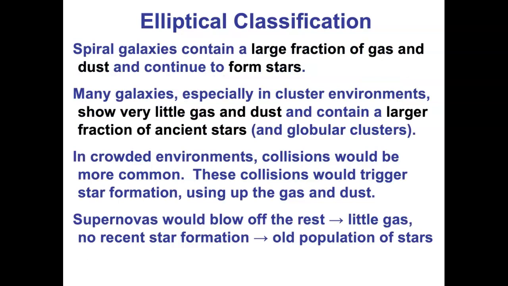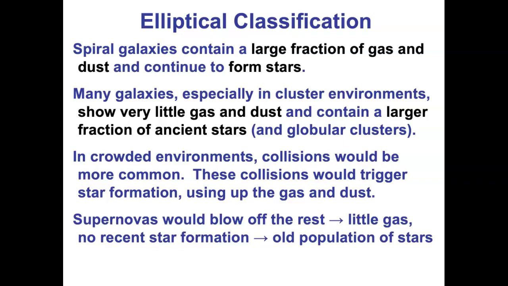Spiral galaxies and irregulars have lots of gas, lots of dust, and since there's gas, you can give birth to new stars out of that gas. So where you find gas and dust, you find active star formation, you find a young population of stars. Ellipticals don't have any of that.